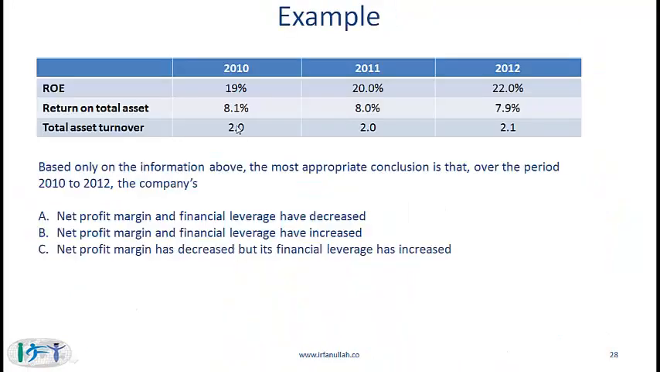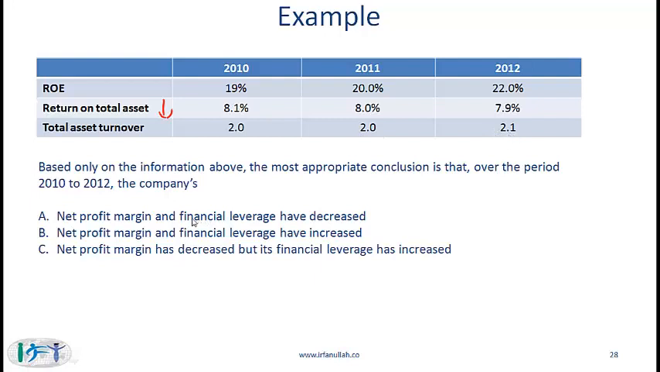Let us look at a problem which is a little bit difficult but illustrates the concepts we have spoken about. Over a 3-year period, we are looking at the ROE of a company, which is going up from 19% to 20% to 22%. The return on total assets is coming down. This tells us that the profitability of the company is coming down. Total asset turnover is going up slightly. So initially it is 2, and then in 2012 it is 2.1.